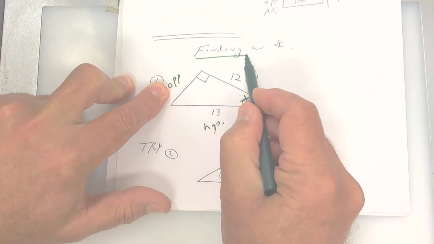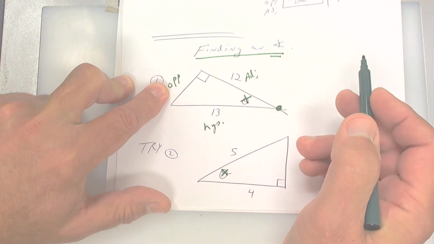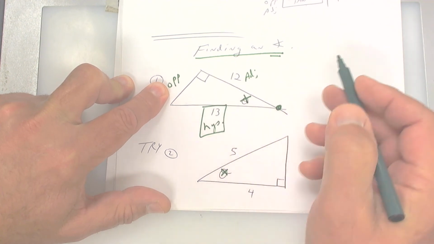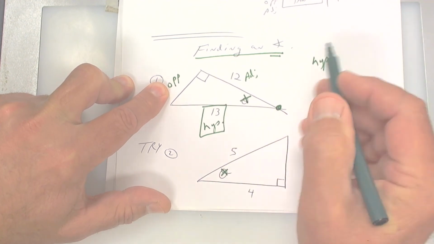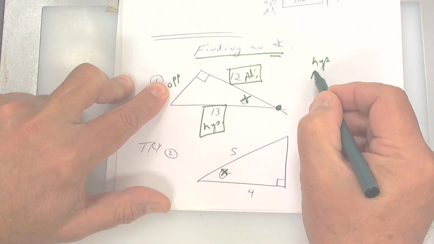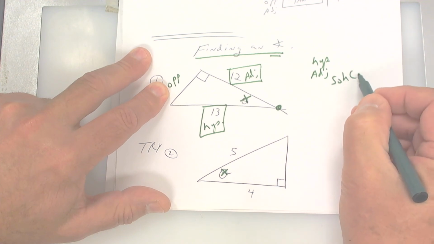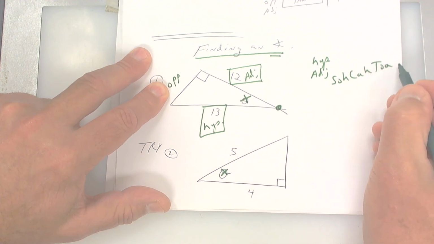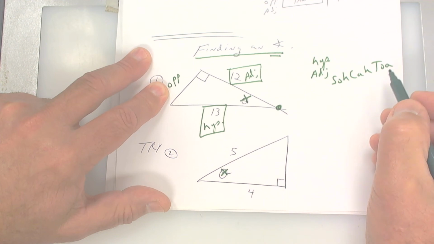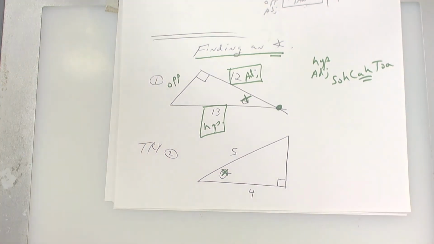See here? Finding an angle. This is a little different. But we have the hypotenuse, and we have the adjacent. So we're looking for a trig function. SOH CAH TOA, CAH is cosine. So we're going to do the cosine.